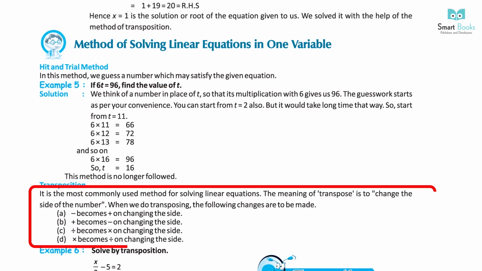Transposition. It is the most commonly used method for solving linear equations. The meaning of transpose is to change the side of the number. When we do transposing, the following changes are to be made. A. Minus becomes plus on changing the side. B. Plus becomes minus on changing the side. C. Divide becomes multiply on changing the side. D. Multiply becomes divide on changing the side.